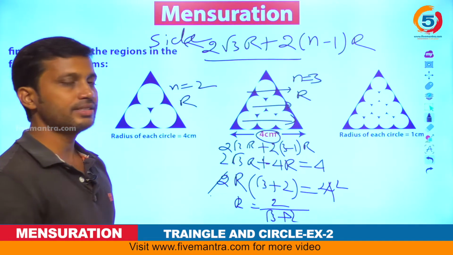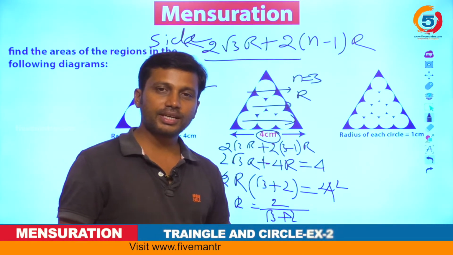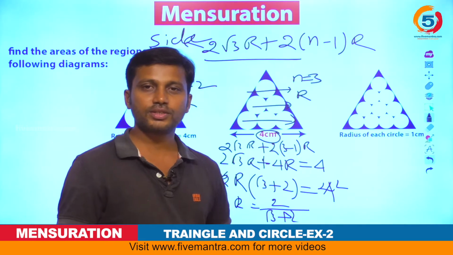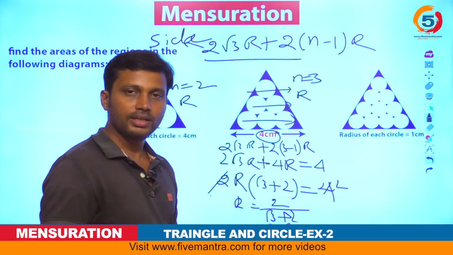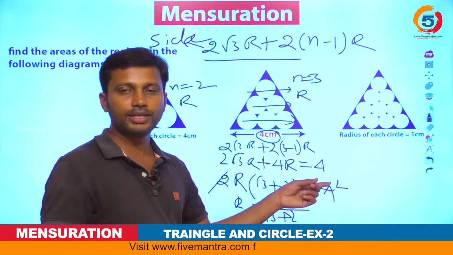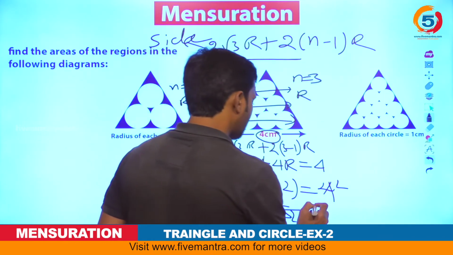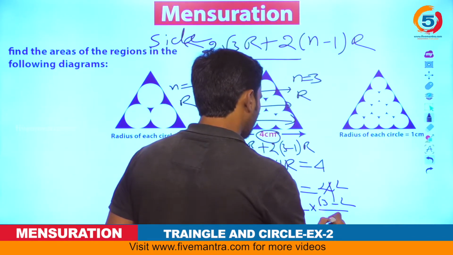2 by root 3 plus 2. But in the denominator part we shouldn't keep it as a complicated figure, so let us do rationalization. As the rationalization factor of root 3 plus 2 is root 3 minus 2 from surds, we can divide and multiply with that. So what we get? Root 3 minus 2 by root 3.